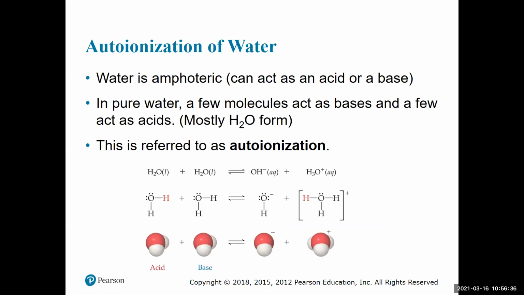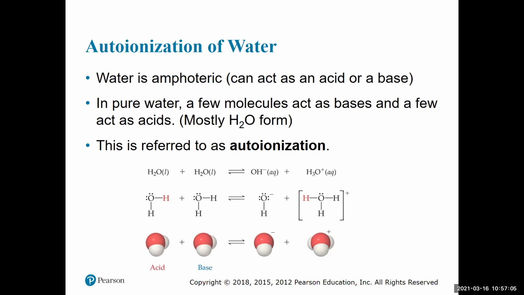We had left off last week before the break talking about acids and bases. And so we've made some definitions about what's an acid and what's a base. What we're going to do today is continue on that discussion. The first thing I want to talk about is water. Water can actually act as an acid or base. We talked about that. That means it can accept protons, it can donate protons.